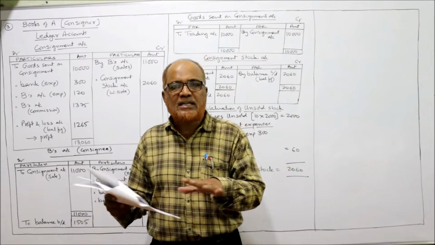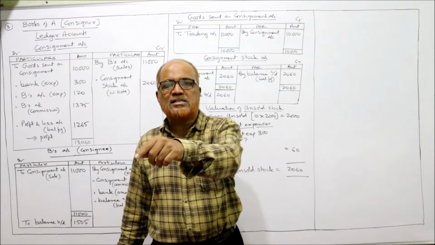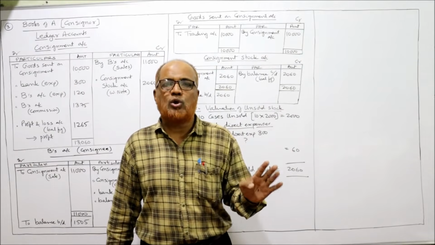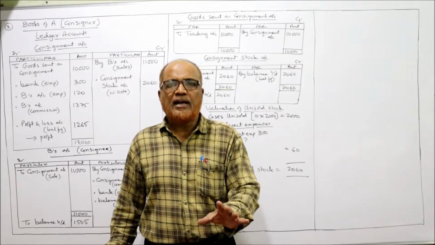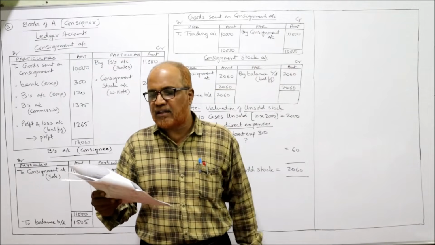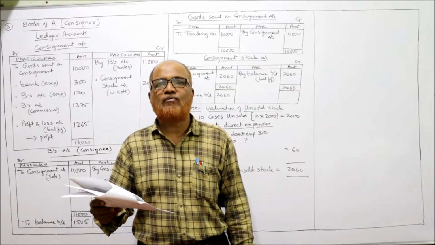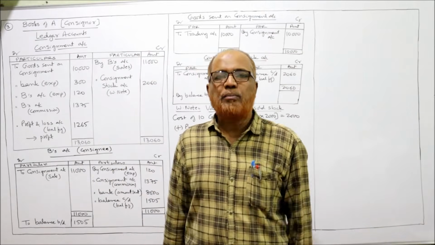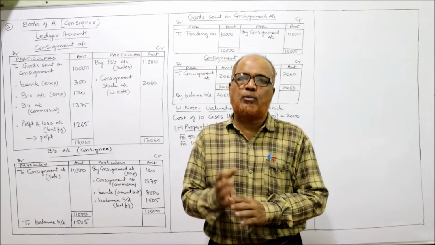That means he is not sending the complete amount. Along with this account sales, the consignee is sending only an 8,000 rupees bank draft. The remaining amount he will pay later. But right now the consignee is sending an 8,000 rupees bank draft. Show the necessary accounts in the books of A. So this problem is only asking you for the ledger accounts in the books of A.